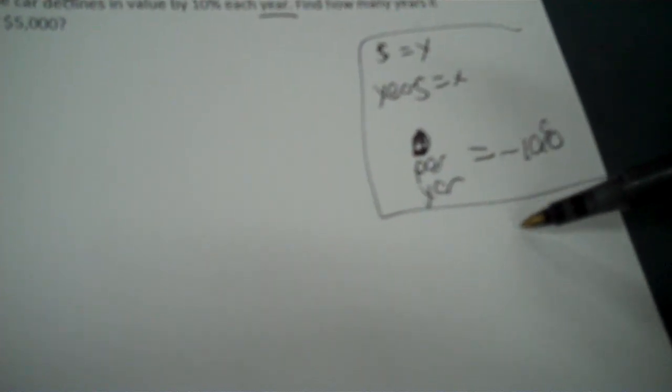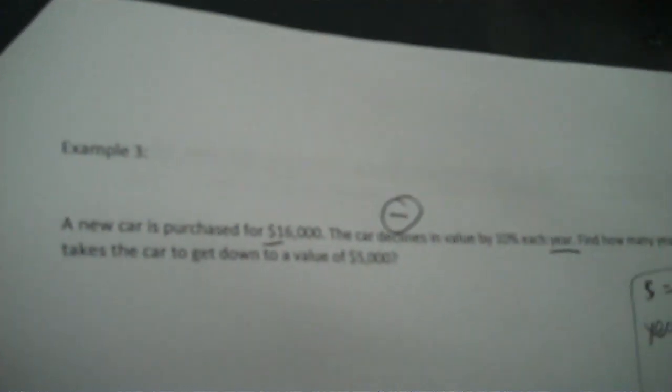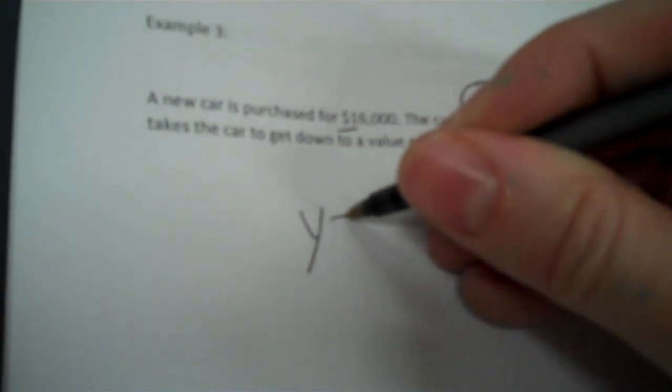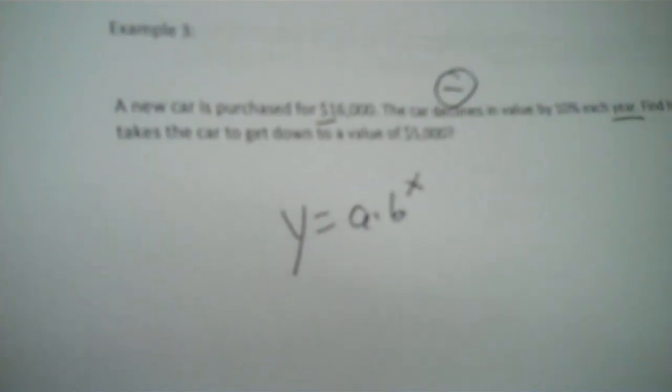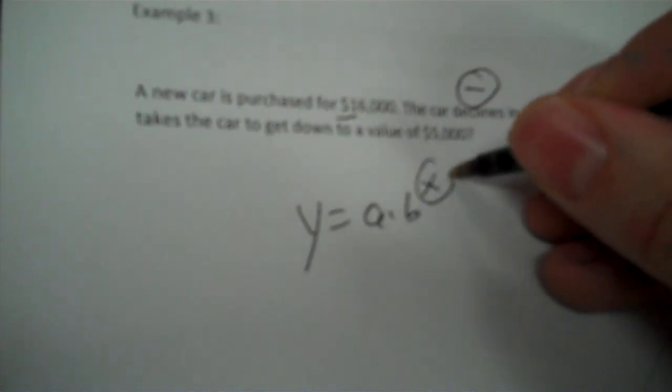So you're going to do the same thing you did. The only difference is you're going to take 100 minus 10 instead of plus 10. So y equals a times b to the x power. Now we have to solve for the years, and years is x. So circle the x. We're not going to put a number there.